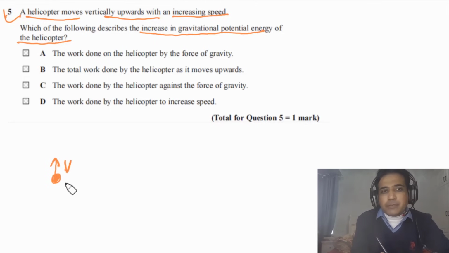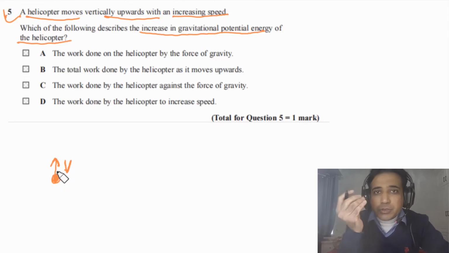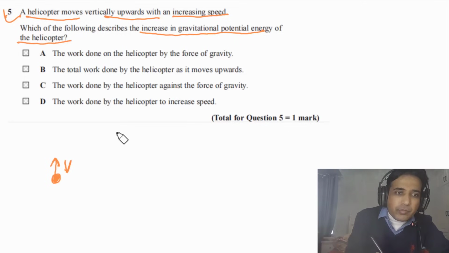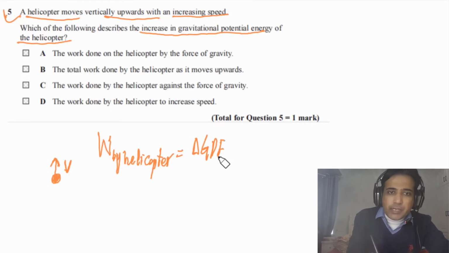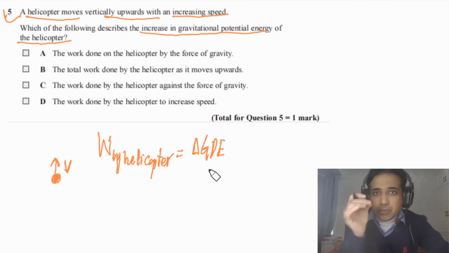It means that in this case, the helicopter is not gaining kinetic energy. So we can simply say in this case the work done by the helicopter is equal to the change in gravitational potential energy, or we can say the gain in gravitational potential energy.